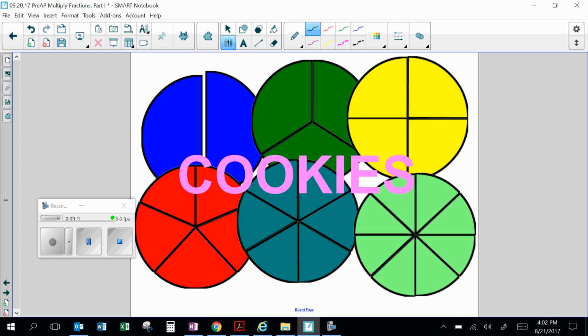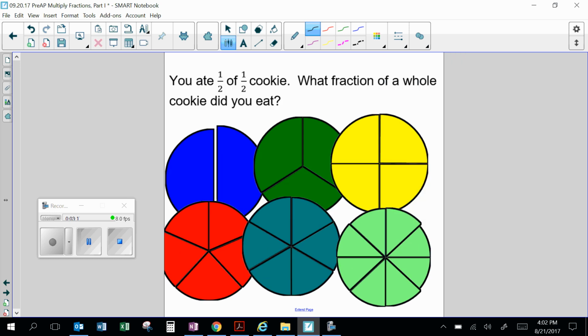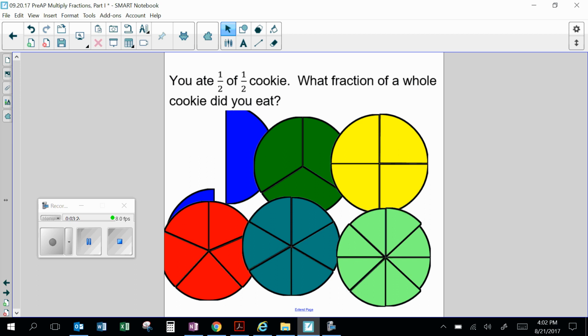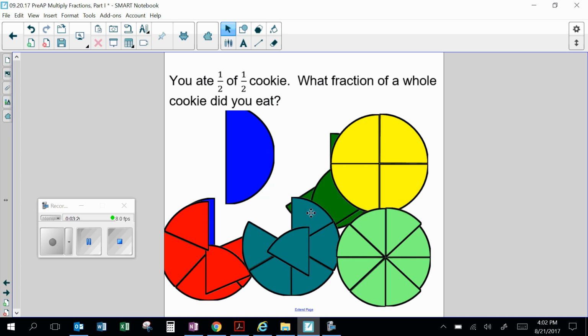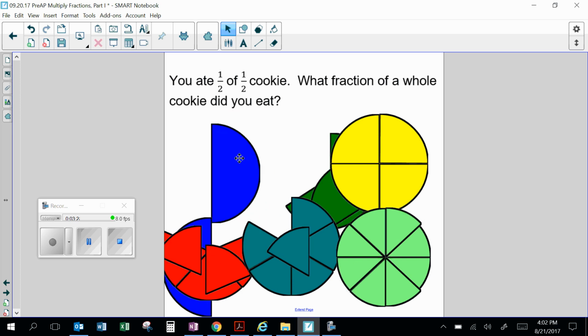Cookies! It's time for Cookie Monster! You ate half. So here is your cookie. You ate half of half a cookie. What fraction of a whole cookie did you eat?